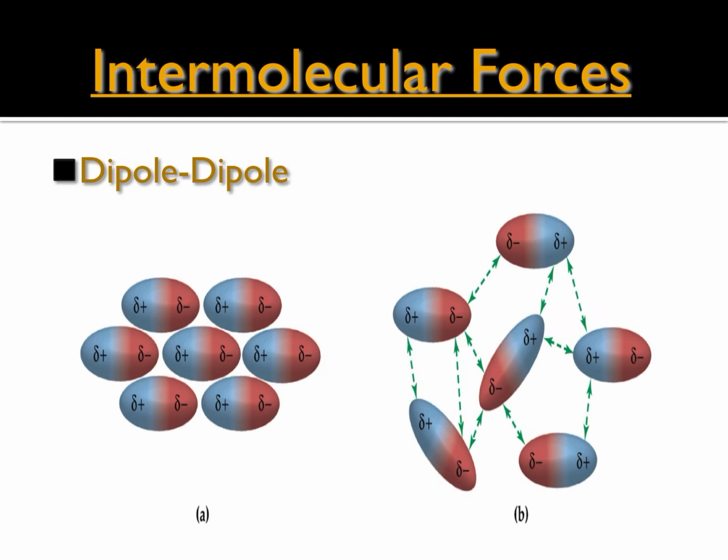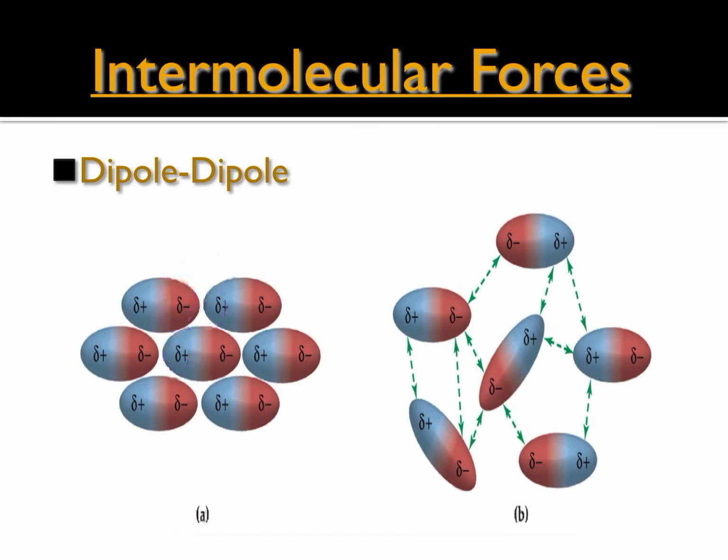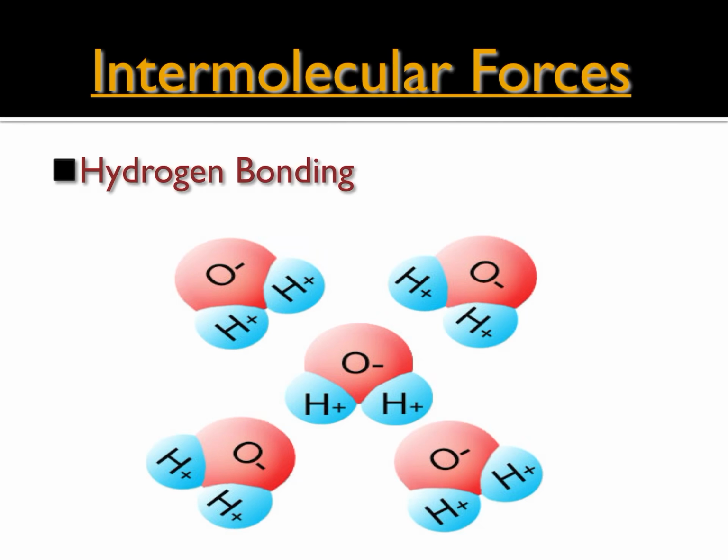Again, dipole-dipole, you have permanent polar molecules. So the negative of this molecule, better use a different color, purple, attracts the positive of the molecule below it. It attracts the positive of the molecule to the right of it. If I was to draw another molecule up here, it would attract the positive of that molecule. So you're getting a much stronger interaction between the molecules. And then finally, hydrogen bonding.